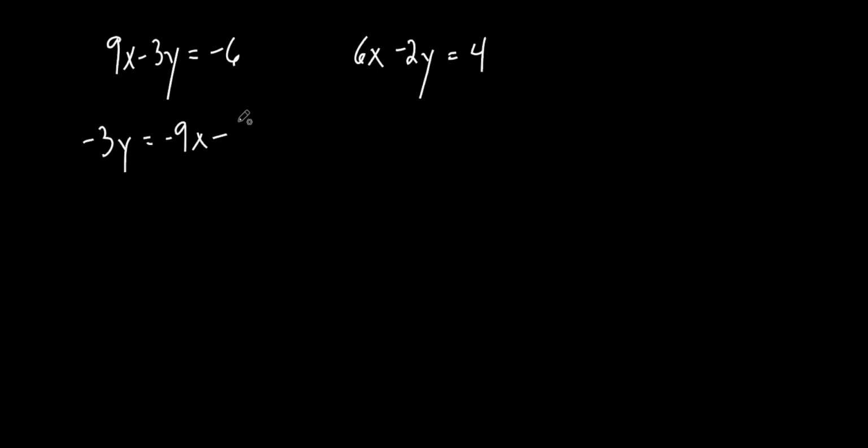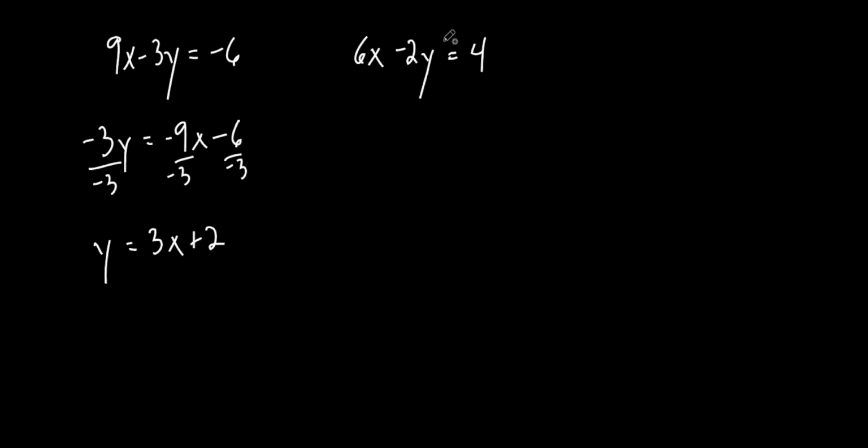9x minus 3y equals negative 6. And 6x minus 2y equals 4. All right, so what are we going to do again? We're going to solve for y. So let's do that. You could do this a couple ways. I'll do it the old-fashioned way. Negative 3y equals negative 9x minus 6. Divide everything by negative 3. So I get y equals, that's a positive 3x, and that's a positive 2.